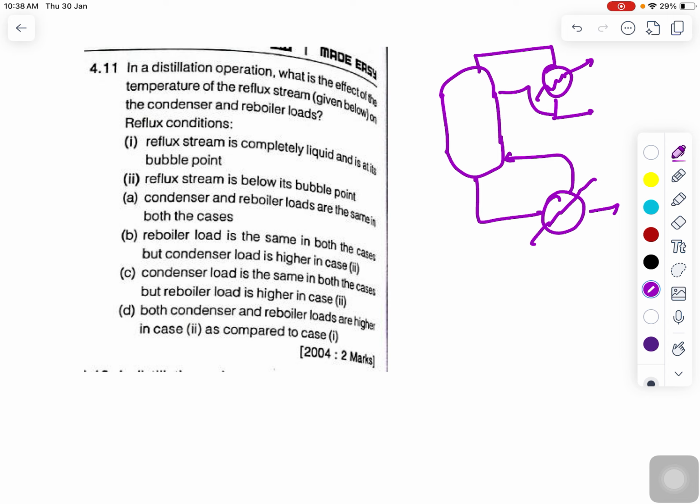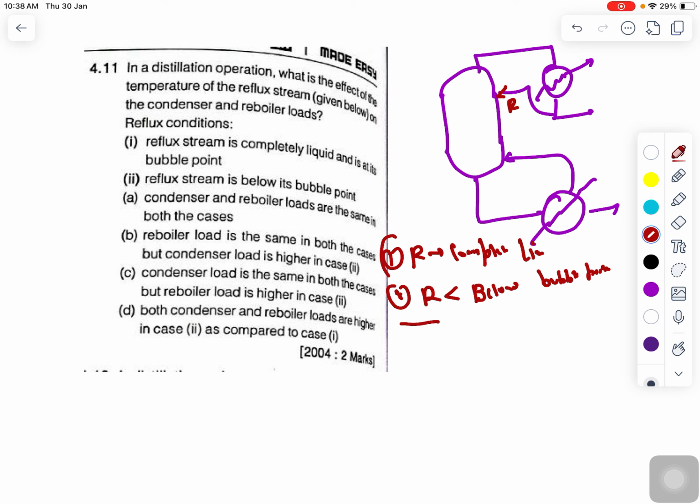First case, if the reflux is completely liquid, and second case, if the reflux is below the bubble point, what will happen? If the reflux is completely liquid, then there is no much more load on the condenser and the boiler. But if the reflux is coming below the bubble point, then the load on the condenser and the boiler will increase in the second case compared to the first case. So option D will be your correct answer.